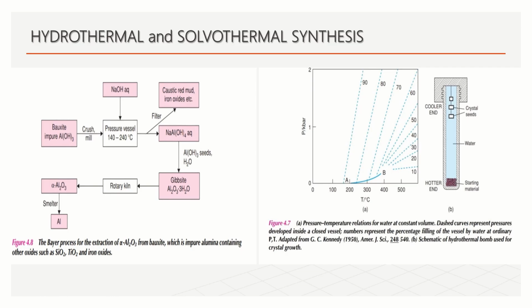Gibbsite is heated in a rotary kiln to give alpha Al2O3, and this alumina goes to the smelter to make aluminium metal. So Bayer's process is basically hydrothermal dissolution, then precipitation, and then heating and extraction of pure alumina.